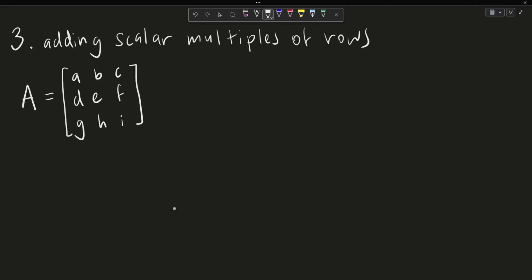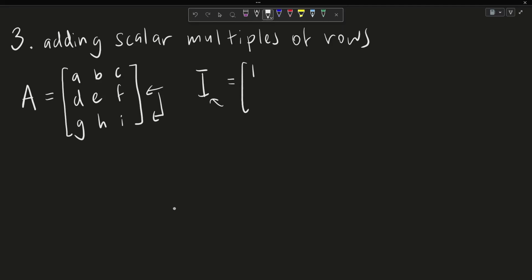And let's say we want to add 1 times row 2 to row 3. So again, you can pause and think what we'd have to do to our identity matrix to allow us to multiply E by A to get there.